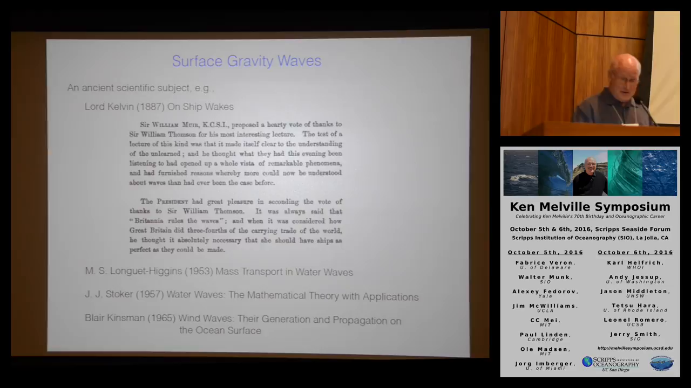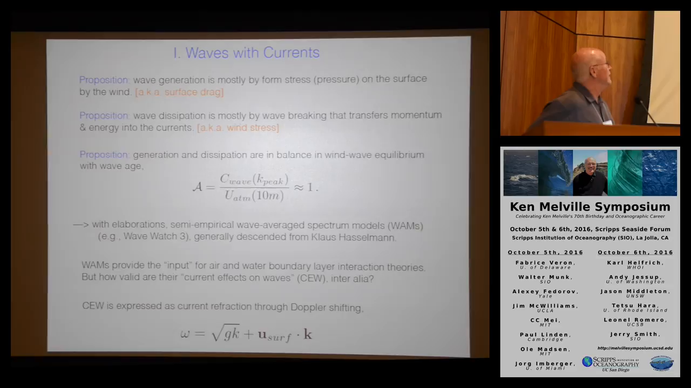Now, more cogently for this topic, let's talk about waves with currents, sort of starting with the framework of wave generation and dissipation. There are propositions that are almost manifestos, they're not entirely true, but they're so much almost true that they're the right framework: that wave generation is by form stress, pressure forces over the surface of the waveforms. And this, from an atmospheric perspective, is called surface drag. But it's often represented as if it's a turbulent drag, and it isn't.